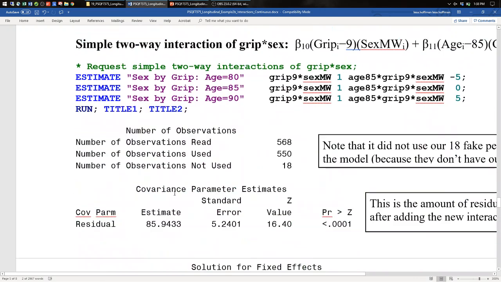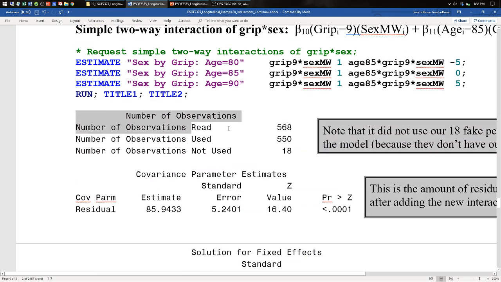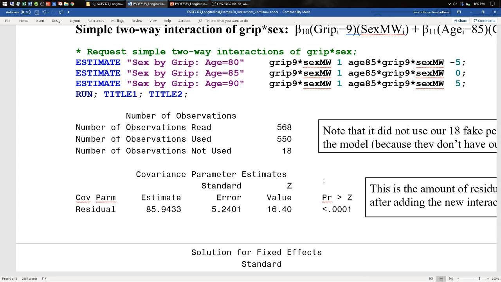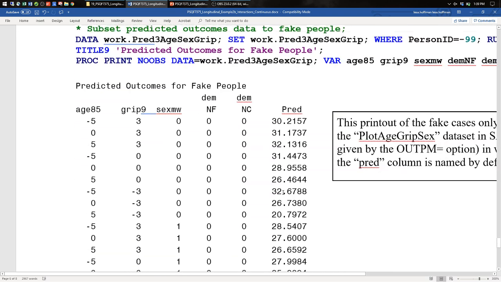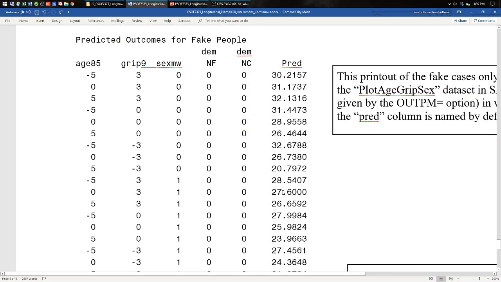Yep, they are. So this is the very first table here. It said that it read in 568 cases, it used 550 and it didn't use 18. It didn't use my fake people to estimate the model. Oh, okay, I thought SAS knew that ID. No, no. I printed the data set that I asked for, and there's a pred column, and this is for everybody in my data set. I just truncated it to just my fake people. It's the prediction based on the model fixed effects, and that's what I use to make the pictures.